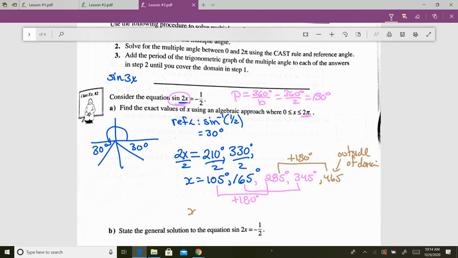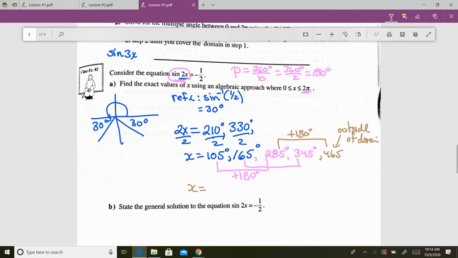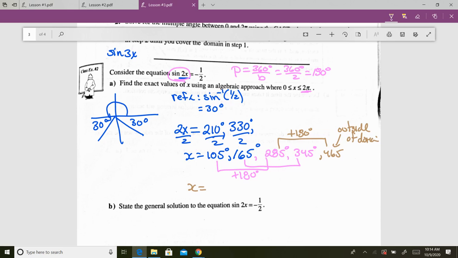So what are my answers? It's the first 4: 105, 165, 285, and 345. Is that okay? Same process, except at this point, you divide off whatever your b value is. It'll cut all the angles in half. Sometimes if it's a fraction, it'll increase them. And then you keep adding multiples of the period until you exceed the domain.